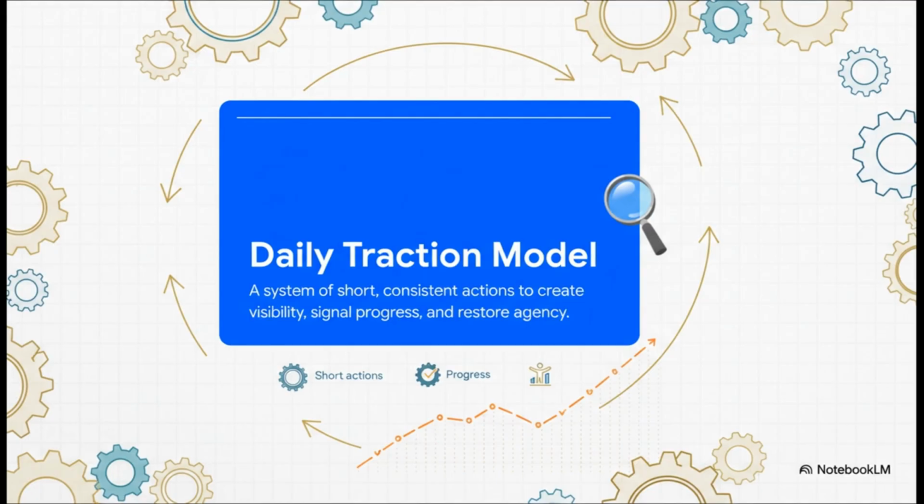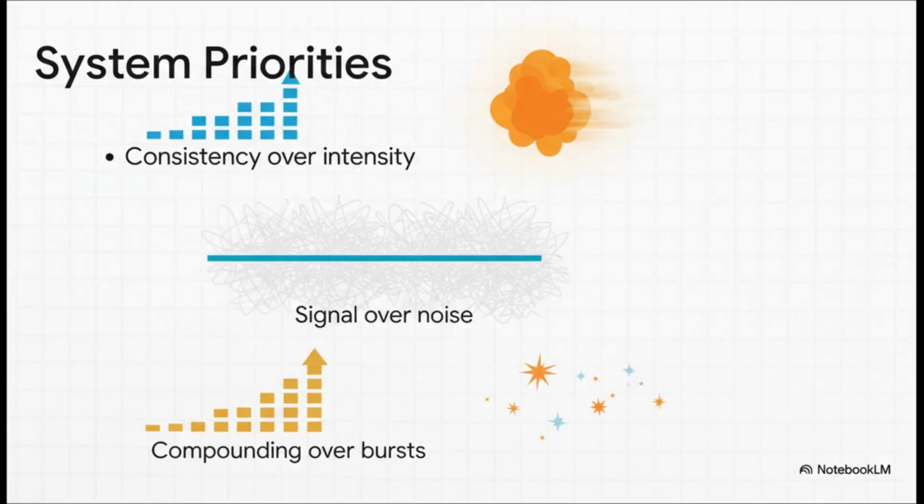Instead, the engine is this daily traction model. And what is that? It's a system of short, consistent actions. The design goals are threefold: create visibility, signal progress, and, this is key, restore a sense of agency, all without overwhelming the user's capacity. These are, for all intents and purposes, the design principles of the engine. Think of them as the laws of physics that govern it.